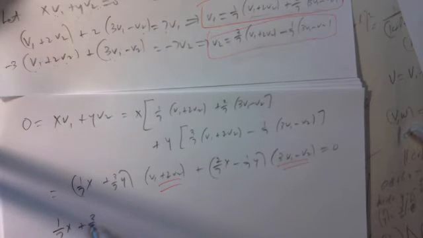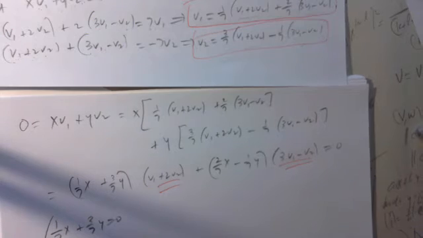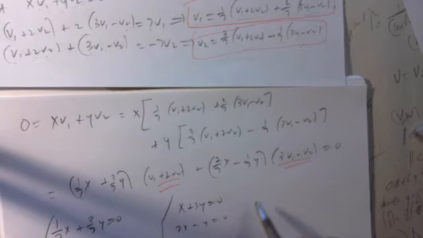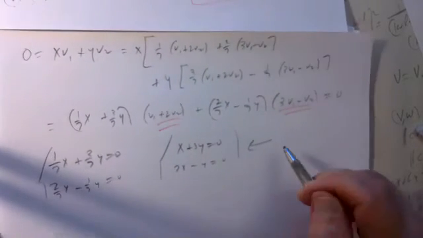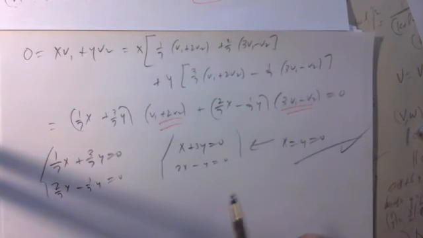1/7 x plus 3/7 y is 0, and 2/7 x minus 1/7 y is 0. Or if I multiply by 7, I have x plus 3y is 0, 2x minus y equals 0. The only solution of this system of homogeneous linear equations is x equals y equals 0. So I'm done.